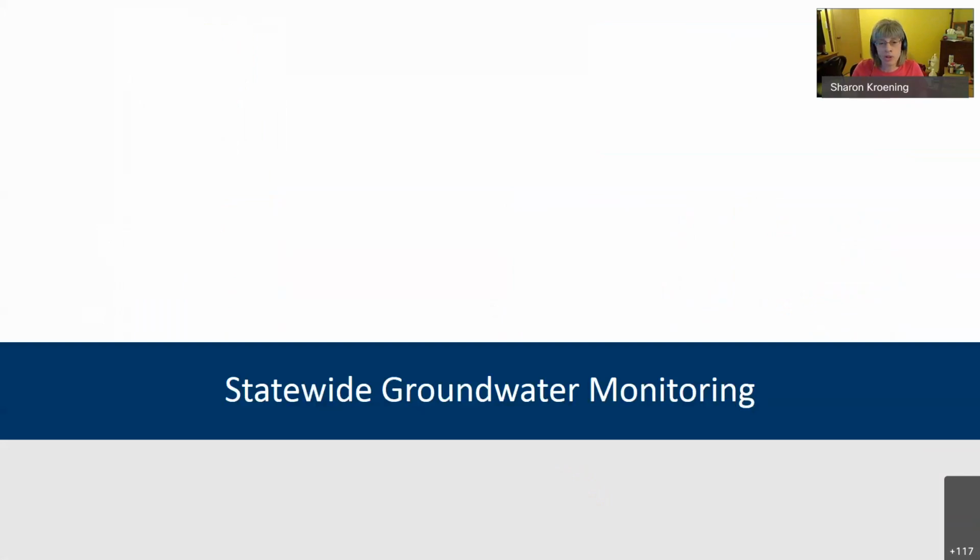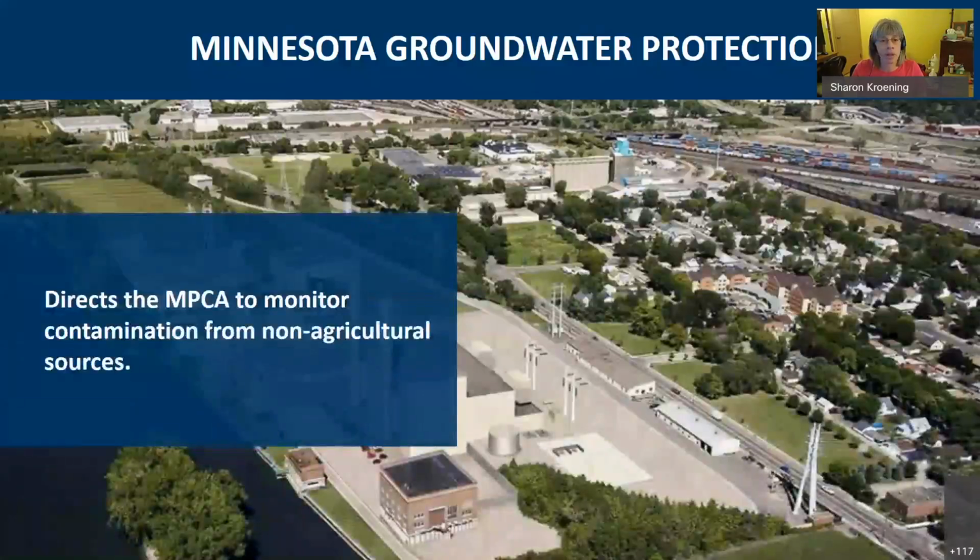And next, I want to just describe our statewide approach to groundwater monitoring. In Minnesota, 4 different state agencies are charged with monitoring the state's groundwater. That would be the Health Department, the MPCA, the Department of Agriculture, and the DNR. And this multi-agency approach was specified in the Minnesota Groundwater Protection Act, which was enacted in 1989. And this act specifically directs the MPCA to monitor for contamination from non-agricultural sources.